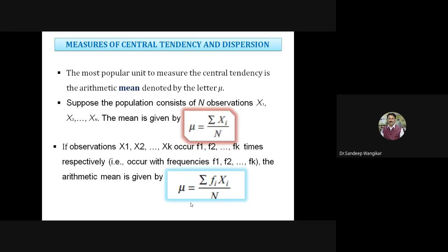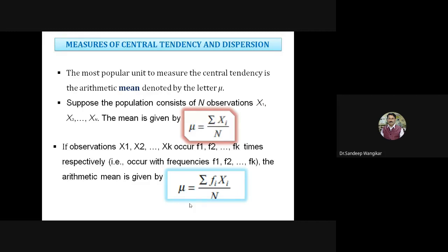So what are the measures of central tendency and dispersion? The most popular unit to measure the central tendency is the arithmetic mean, denoted by the letter mu. We have discussed this many times before, and we all know the concept of mean. So the central tendency of this normal distribution is the arithmetic mean denoted by mu. Now, how to calculate this arithmetic mean?